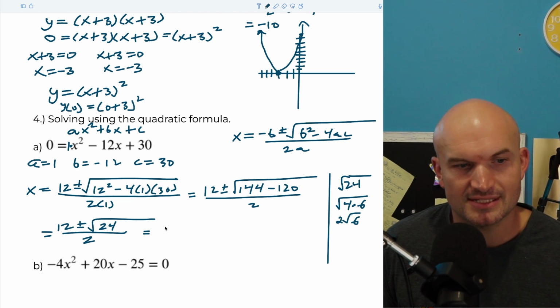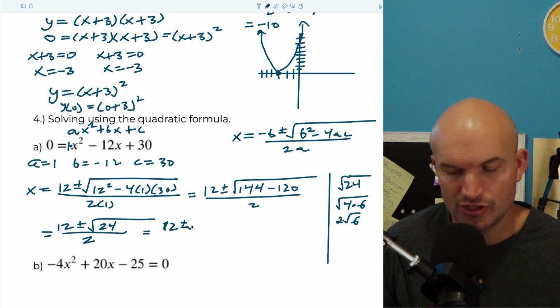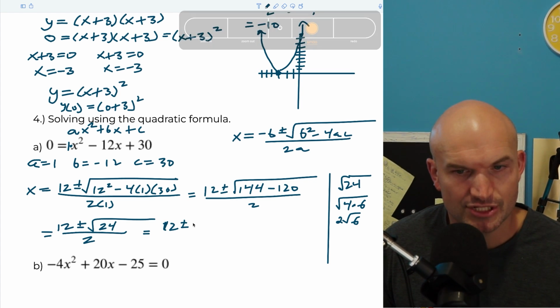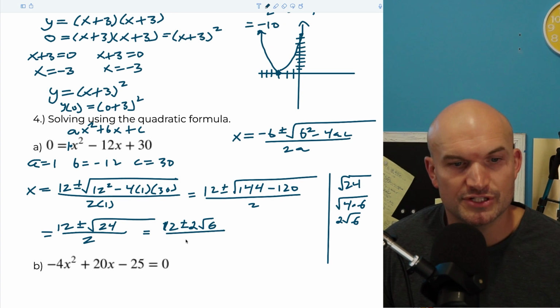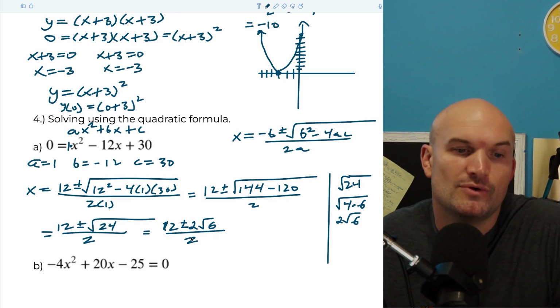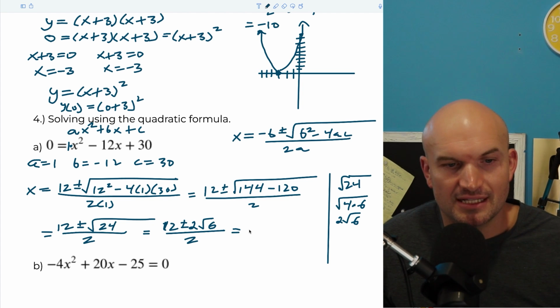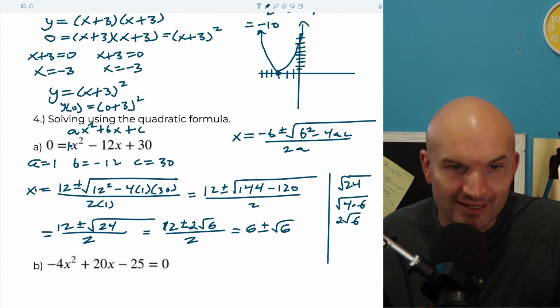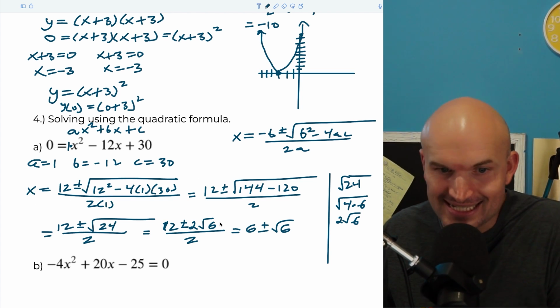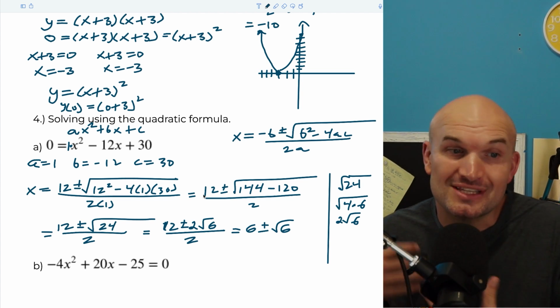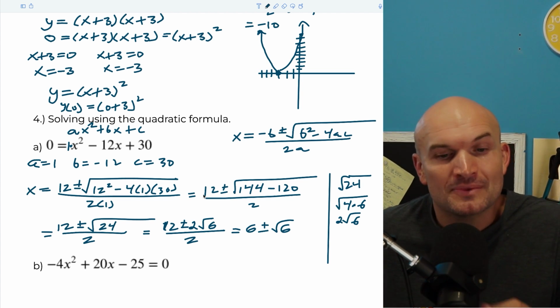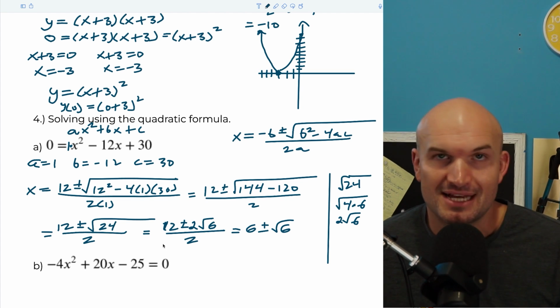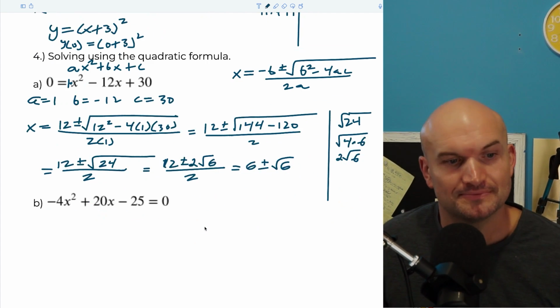Therefore I can rewrite this as 12 plus or minus 2 times the square root of 6, all over 2. Now I can take this 2 and divide it into both of these terms, and that leaves me with 6 plus or minus the square root of 6. And that's going to be your answer. That's what x equals. A lot of students will forget this. x is equal to 6 plus or minus the square root of 6. Those are actually the x-intercepts. If you were to graph this, those would be the two x-intercepts. So it's kind of interesting to have that for you.